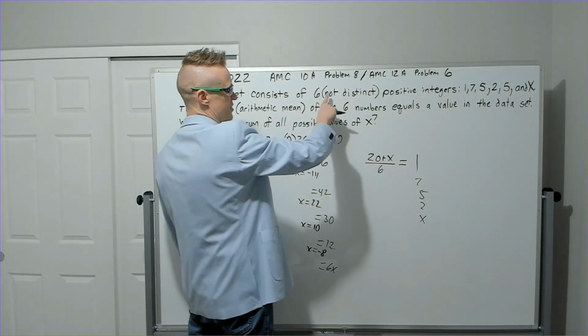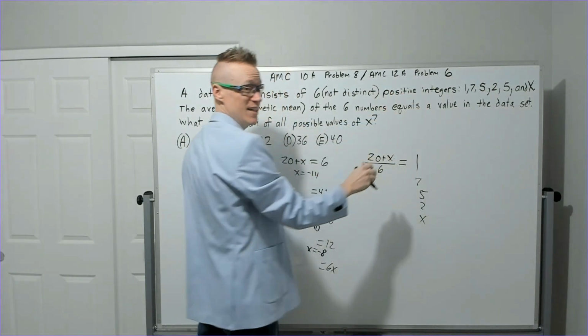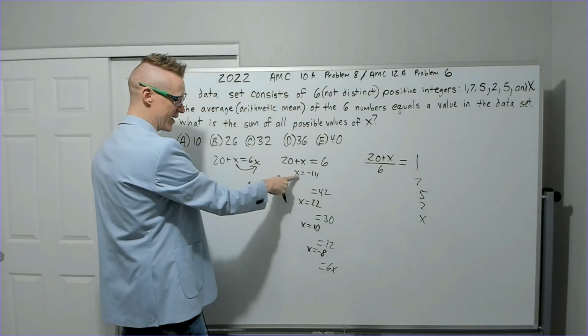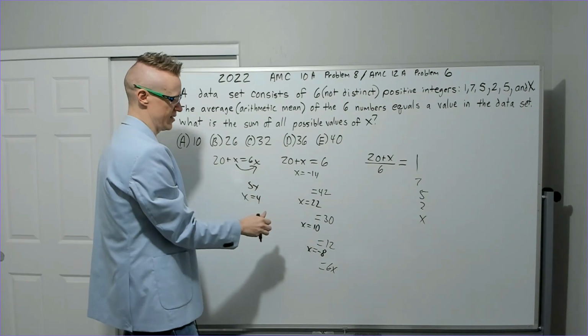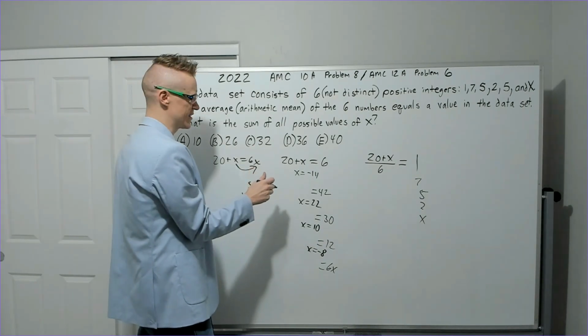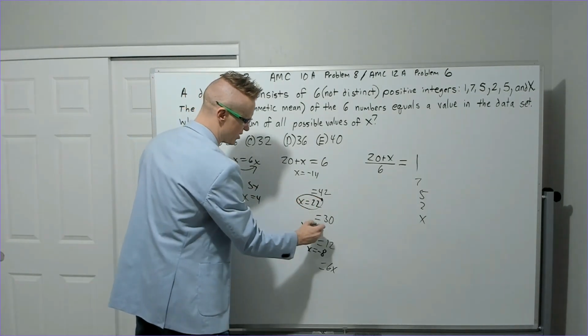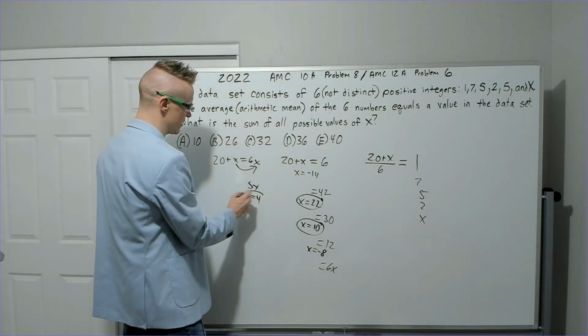So it consists of 6 not distinct, that's fine, there's a couple 5s, positive integers. Okay, then if x is negative, does that work? No, it does not. I am curious to see if that's also a trap answer. We'll look for it in a second. But first, let's get the actual answer. You're going to get 22 and 10 and 4.